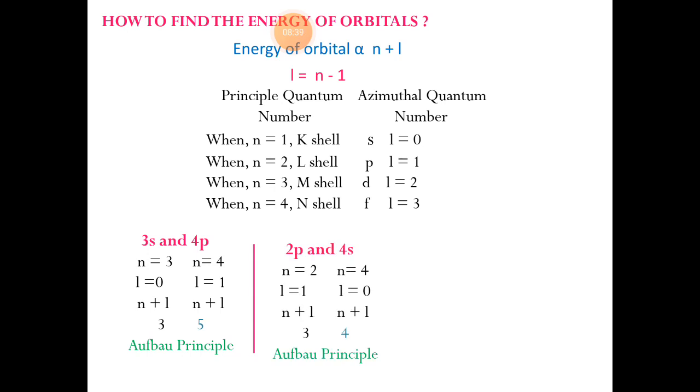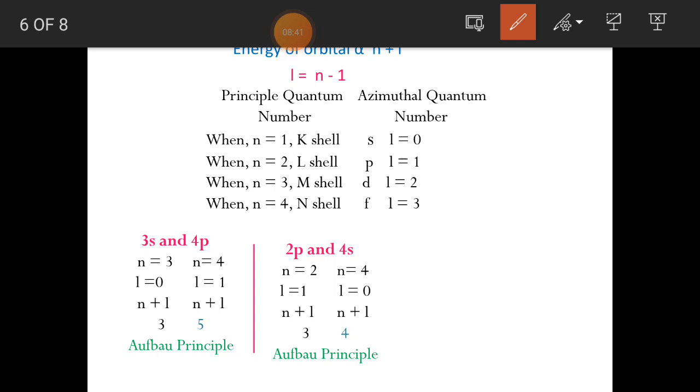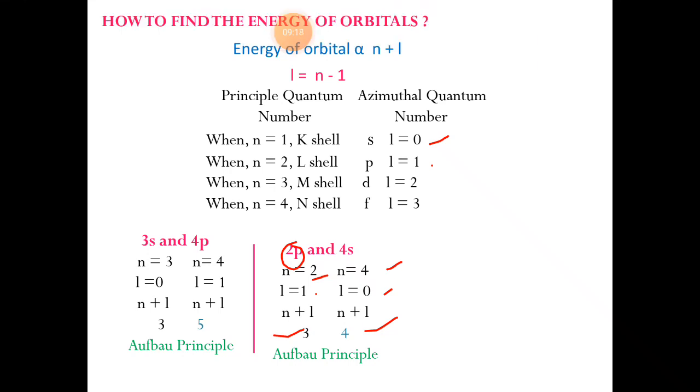Now in the case of 2p and 4s, for 2p, n is equal to 2 and L is equal to 1 for the p orbital. So 2 plus 1 is equal to 3. Similarly in the case of 4s, n is equal to 4, the s orbital is there, that's why L is equal to 0. n plus L means 4 plus 0 is equal to 4. Thus 3 is at the lower energy, that's why electrons will first enter the 2p orbital as compared to the 4s orbital.